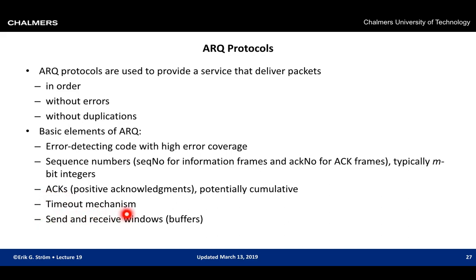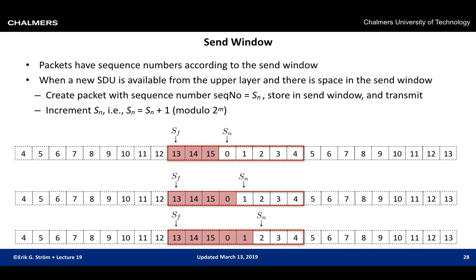We also need a timeout mechanism, for the transmitter to eventually decide that something has gone wrong if it hasn't received an acknowledgement in time, and then to retransmit the data. And then we need some buffering at both the sender and receiver for this to work. Okay, so these buffers are called send and receive windows. So the send window, what is that? Well, it's basically a buffer that stores a bunch of packets that are currently under transmission.